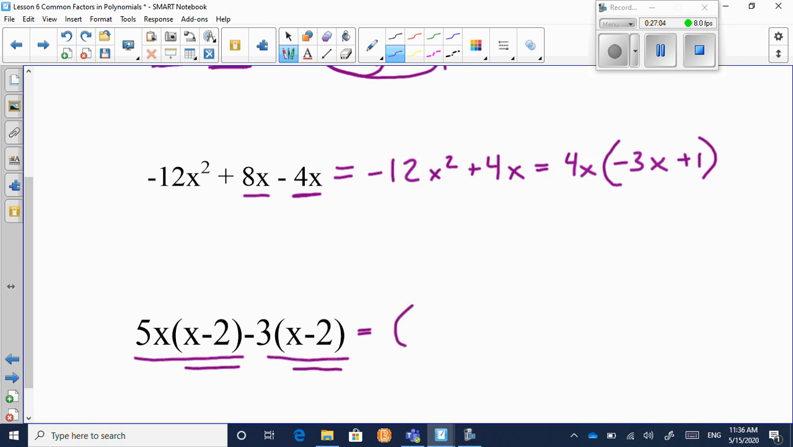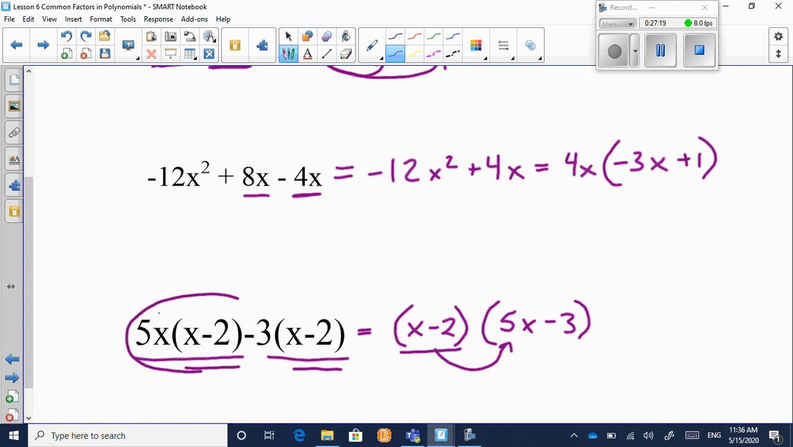So I could pull x minus 2 out of both terms, and then I'd have to multiply it by 5x minus 3. Because if I took this term and multiplied it by 5x, I get this. And if I take this and multiply it by negative 3, I get that. So it's a little bit of a tricky one, but that one's interesting. I can pull out a bracket as much as I can pull out individuals. Okay, so there you go.